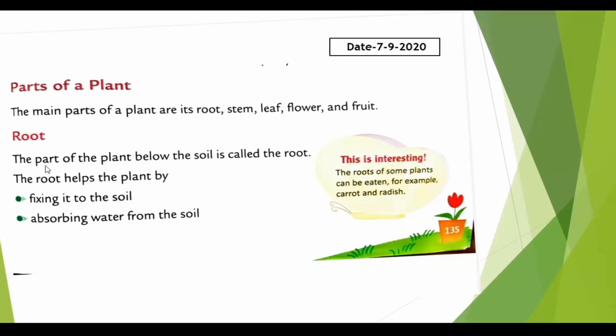So, how should you say it? P-A-R-T. Part. If you don't know the spelling of any of these, we have to start reading the spelling. With the help of the sound, we are able to catch the word. The part of the plant below the soil is called the root.